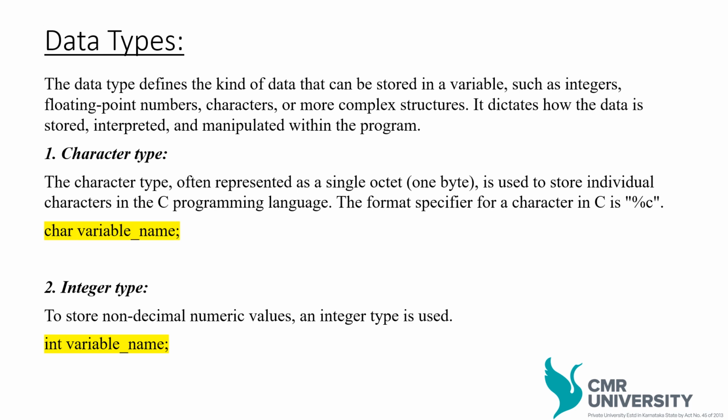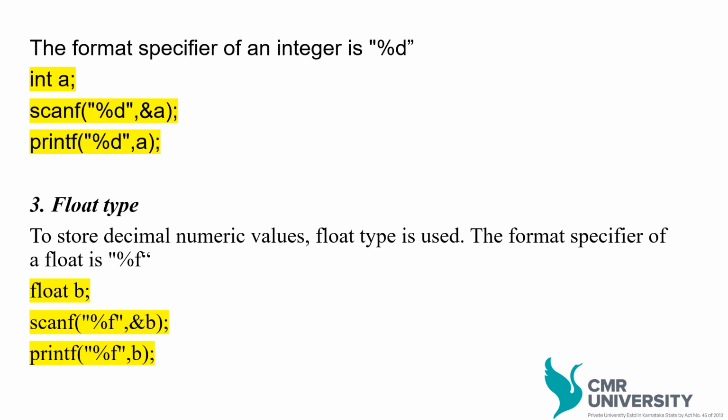And next is integer type. It stores non-decimal numeric values. The syntax is int followed by the variable name, which we studied in an example, int a, in this manner. And the format specifier for this is percentage %d. We studied it in the example for scanf. So the same example which I have given here.